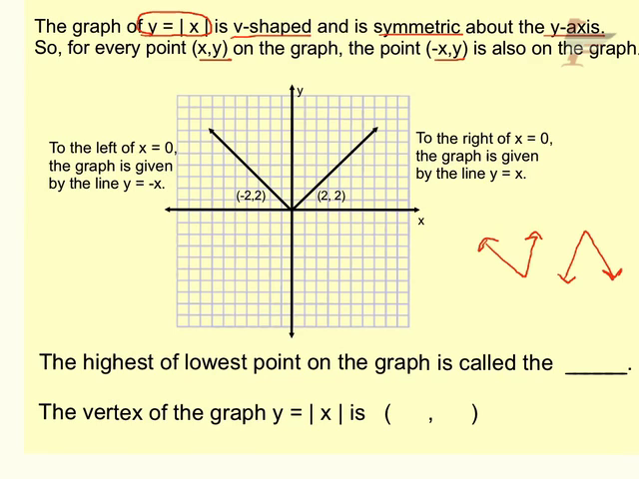Other things that are probably obvious about the graph: the highest or lowest point of the graph is called the vertex, and I'm sure you've heard that word before. That's probably nothing new to you. So in this case, I have a low point, a minimum, which is a vertex. Here I would have a maximum, a high point, which is called the vertex. The vertex of the parent function is (0, 0), but again, if I shift this around, it doesn't have to be at the origin.